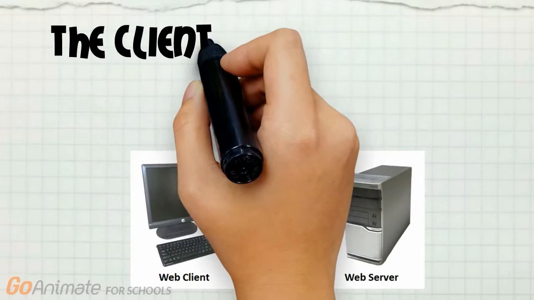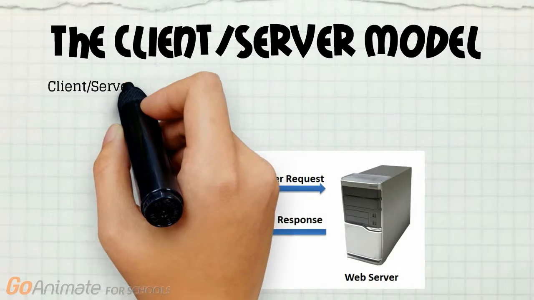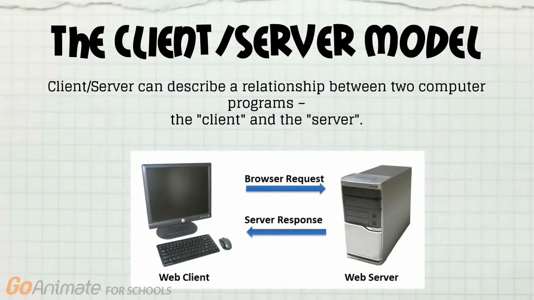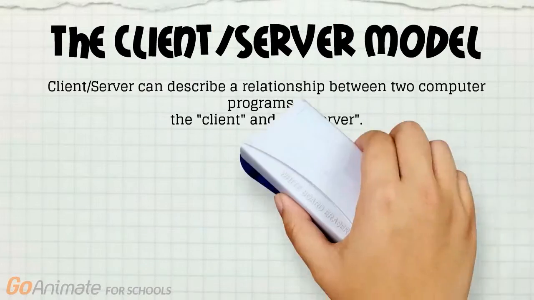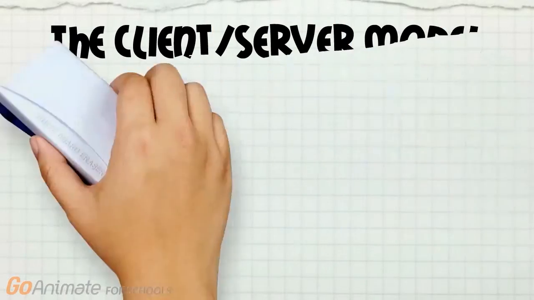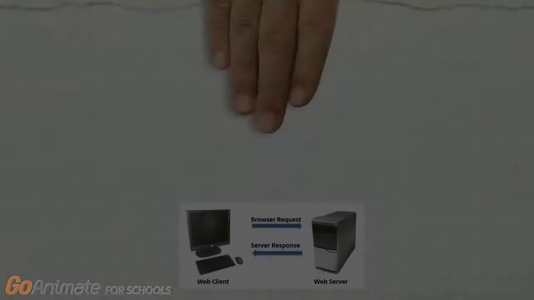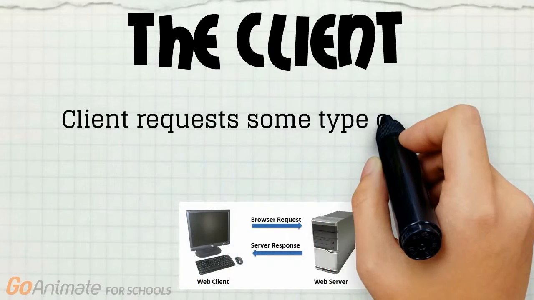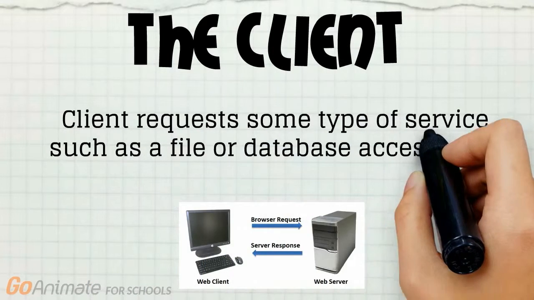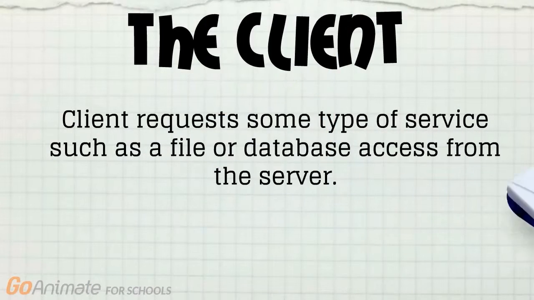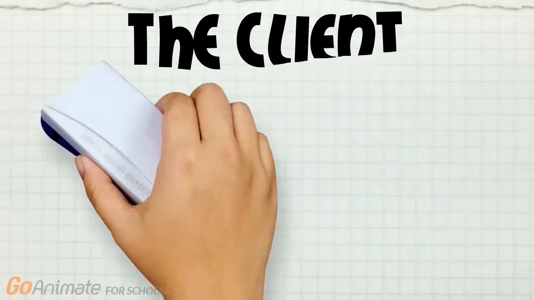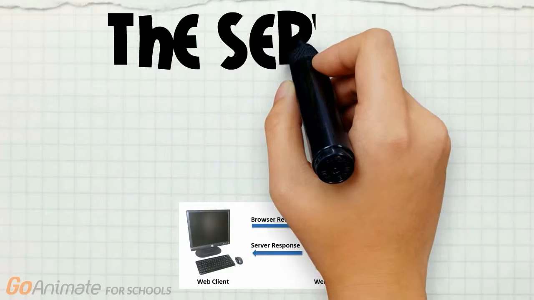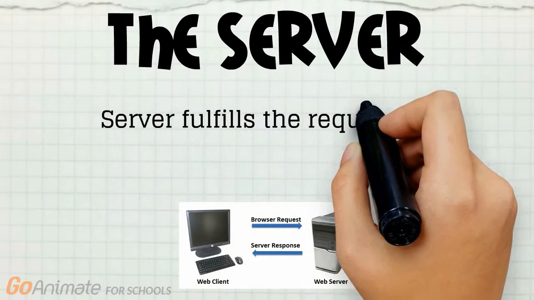Client-server can describe a relationship between two computer programs, the client and the server. For the Internet, the client is a web browser and the server is a web server. The client requests some type of service, such as a file or database access, from the server, and the server fulfills the request and transmits the results to the client over a network.